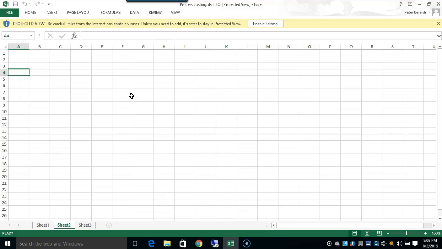Let's introduce the concept of equivalent units of production. Process costing is based on the concept of these equivalent units. Equivalent units measure the relative amount of production completed. Let me repeat. Equivalent units measure the relative amount of production completed. For example, 100 units that are 60% complete represent 60 equivalent units.